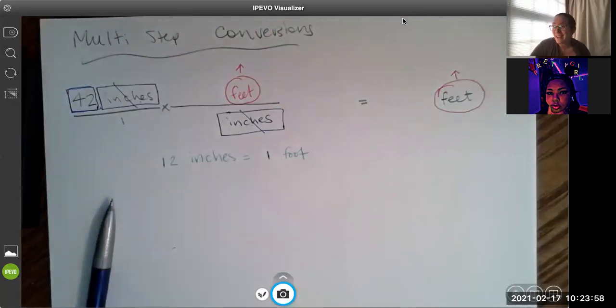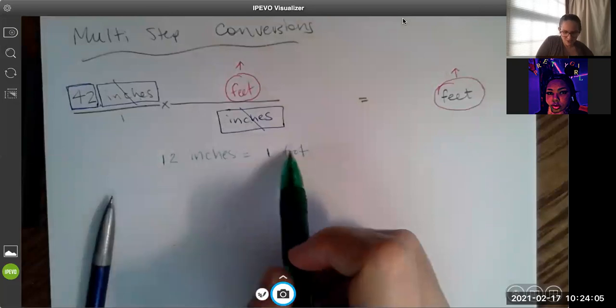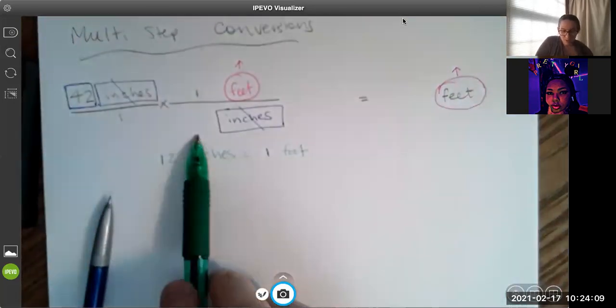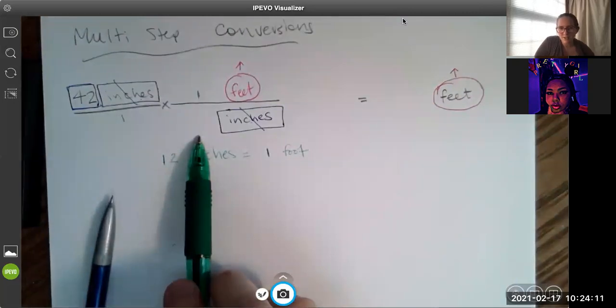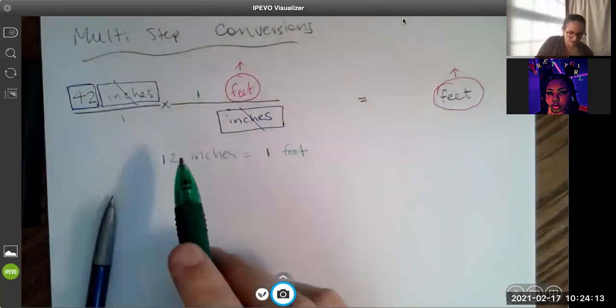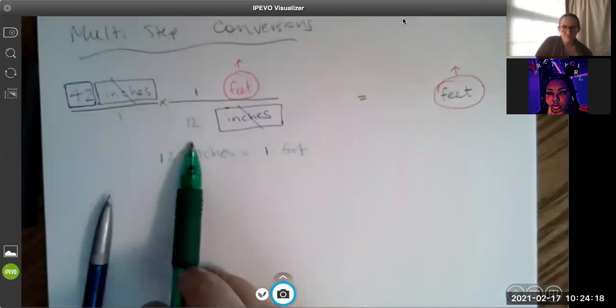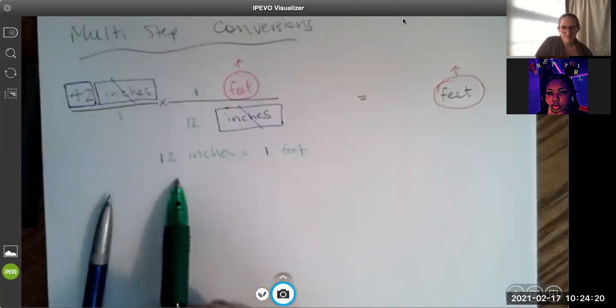And how did you know that? Because this is 1 feet. There you go. There's your feet. There's that number that goes with the feet. And how about there? What number do we put there? 12. Yes, correct. How did you know? Because it says 12 inches at the bottom. There you go.